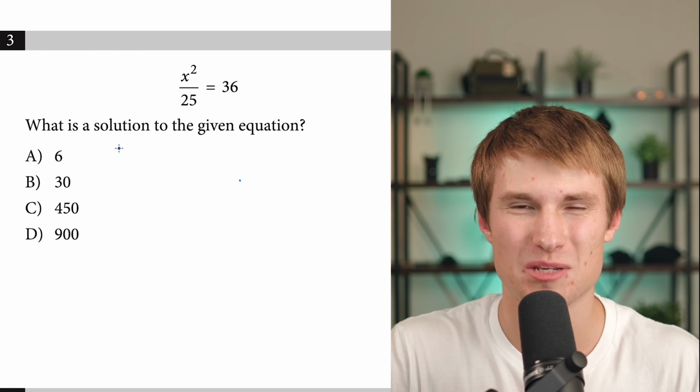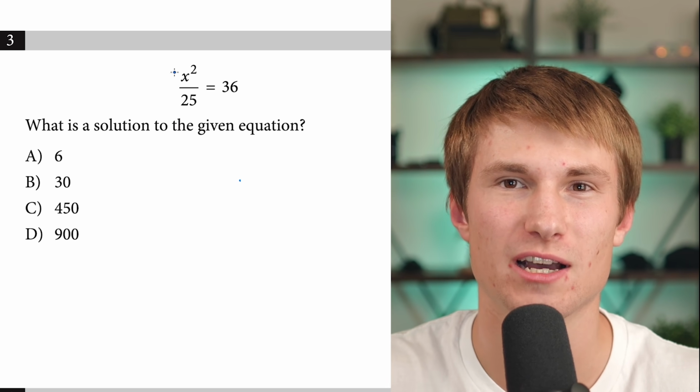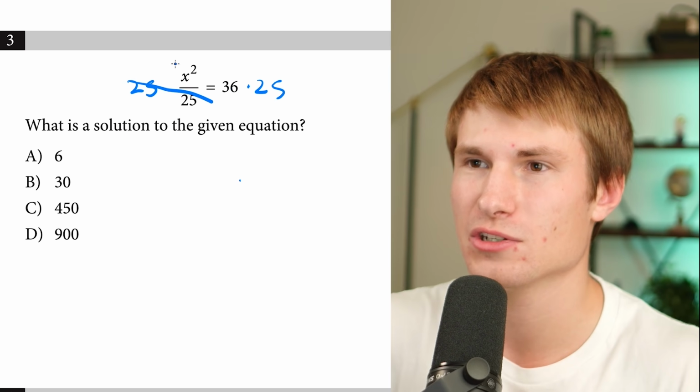Here's how to solve this SAT math question in under 60 seconds. The question states, what is the solution to the given equation? In order to solve this, we need to isolate x. We'll start by multiplying both sides by 25. Next thing we have to do is get x all alone.